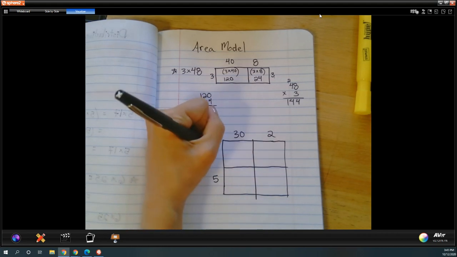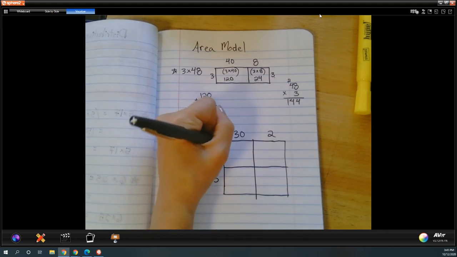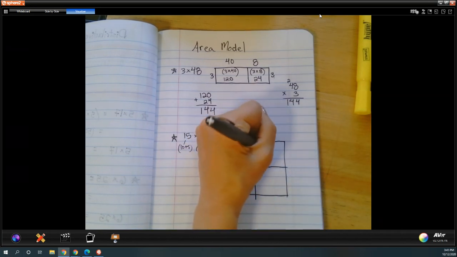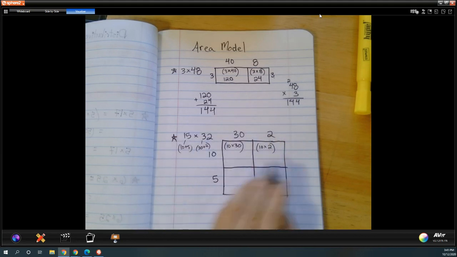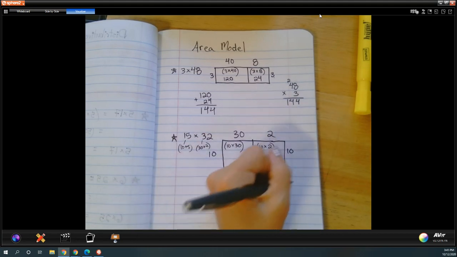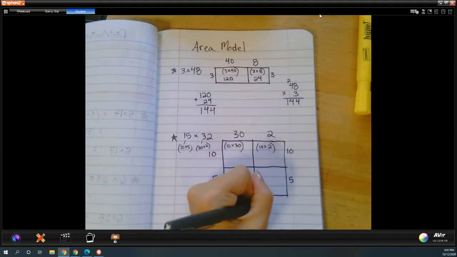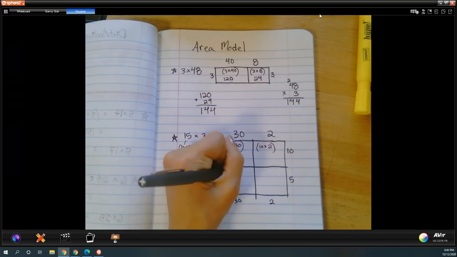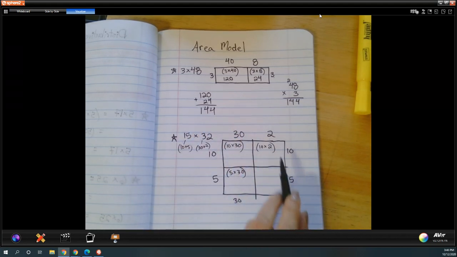So for this box, we're going to multiply 10 times 30, right? For this box, we're going to multiply 10 times 2. And if you need to relabel these, that might help you to know what numbers you're going to multiply. Okay, so down here, it's going to be 5 times 30. And then our final box, we have 2 times 5.